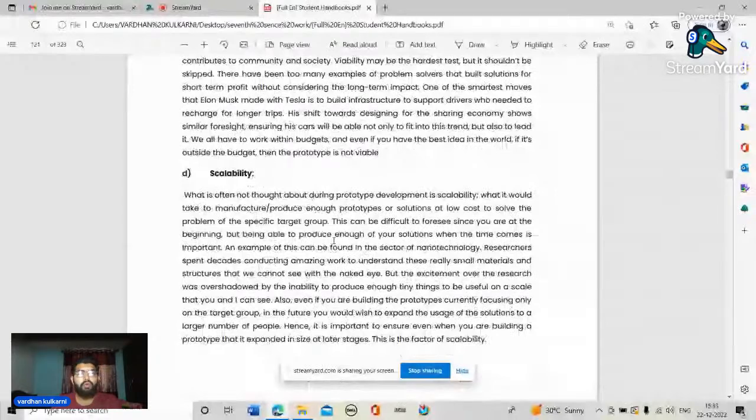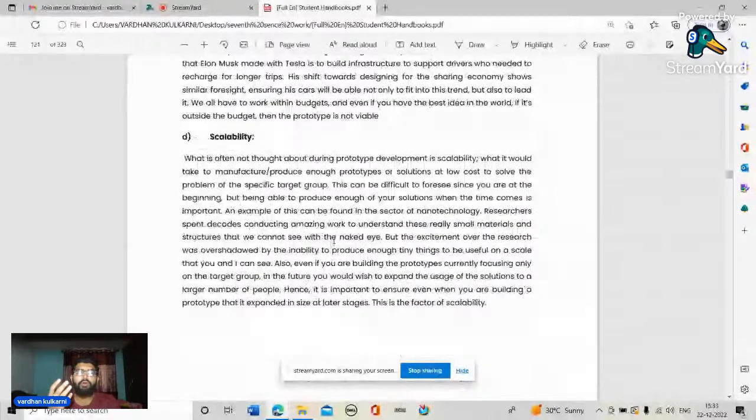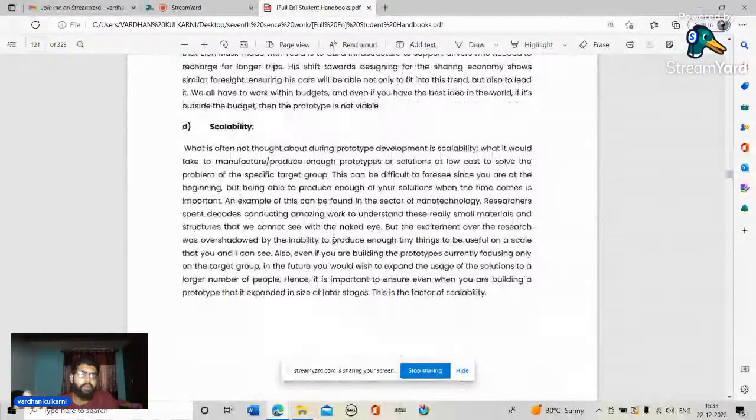Scalability is what is most often not considered during prototype development. Again, just ask: would manufacturing be able to produce enough of the prototypes or the solutions at a low cost to solve the problems of the specific target groups? Then again, it can be difficult to foresee since you can only see the beginning, but you must be able to produce enough of your solutions when the time comes.